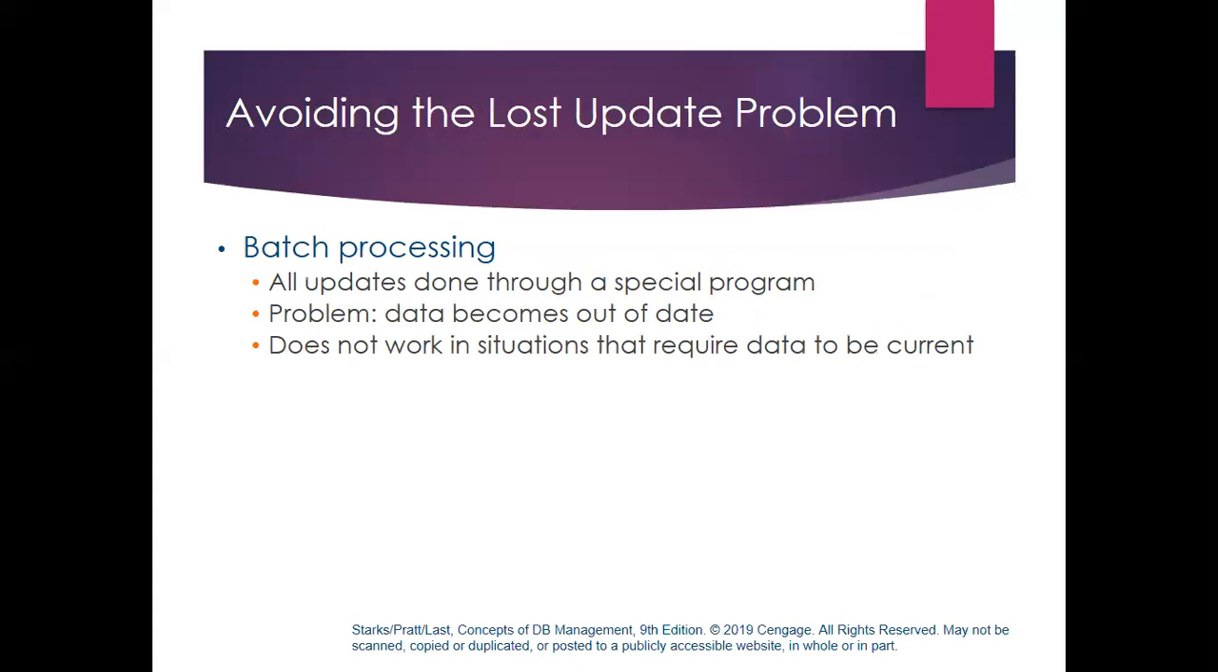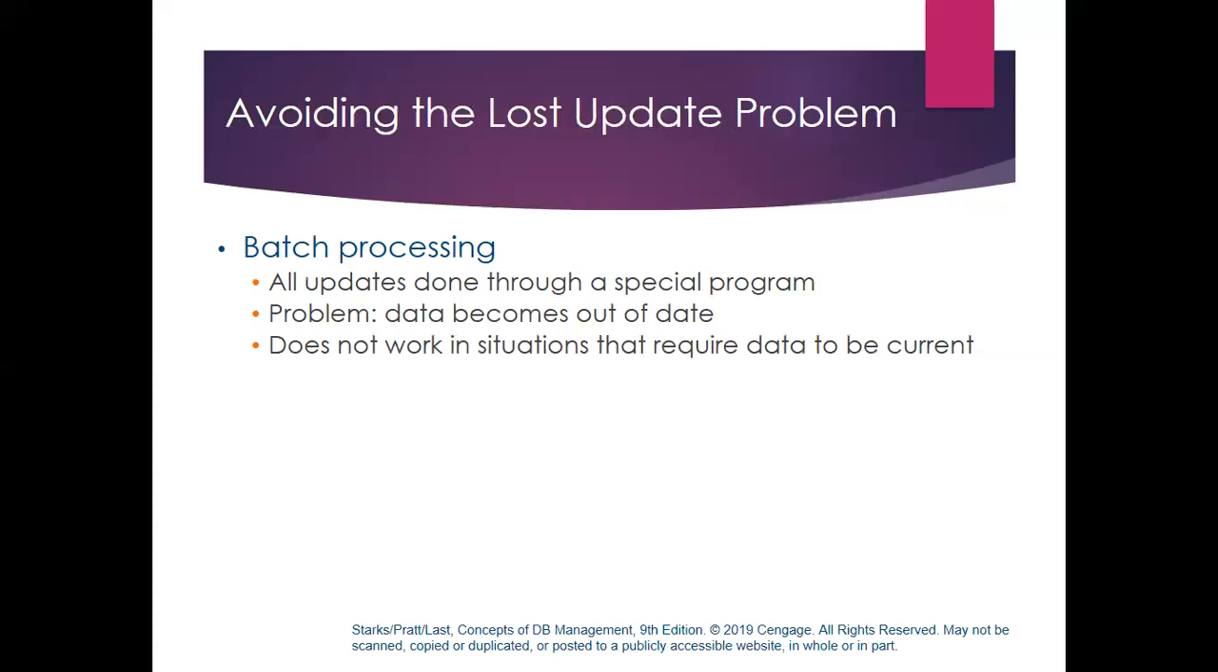Avoiding the lost update problem. Occasionally, a concurrent update may result in incorrect results. This is known as a lost update. This ultimately leads to inconsistency or incorrect data in the database. One way to avoid lost updates is to prohibit concurrent update.